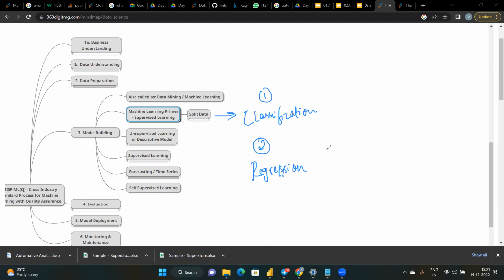Supervised learning has computational techniques like neural network, Naive Bayes, linear regression, logistic regression, and SVM. So I'm going to explain that. I'm not going to go into it now; I'm going to go step by step, as I said. So that was all about supervised learning.